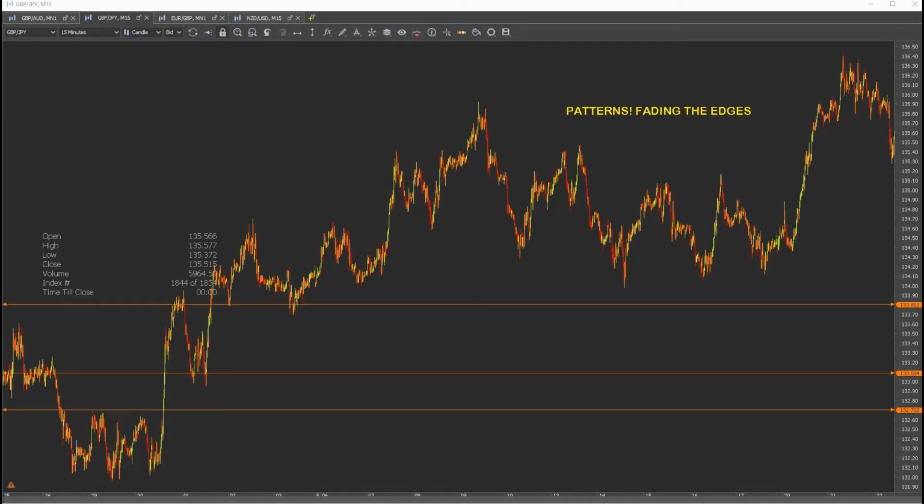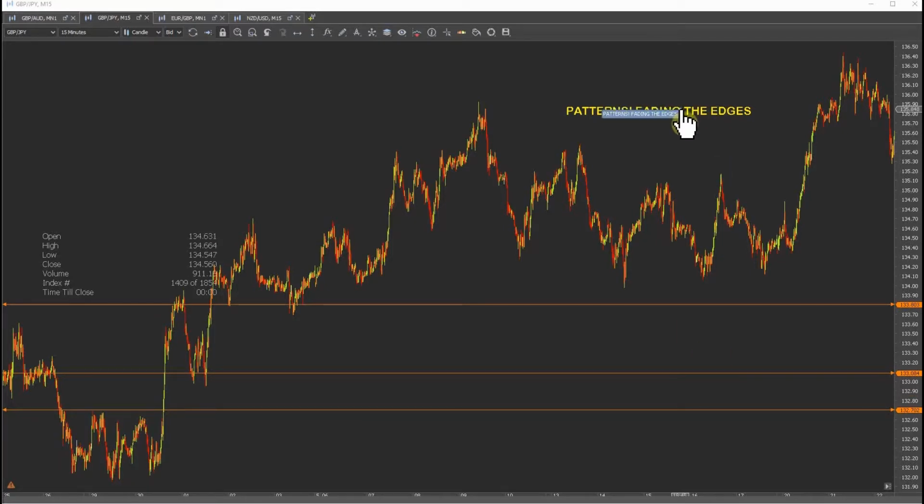We're going to have a quick look at fading the edge. Essentially, fading the edge of market structure just requires you to see the markets a little bit differently, in a different way. What we're going to do is just show you the example of fading the edge, a very common structural term used by professional traders.